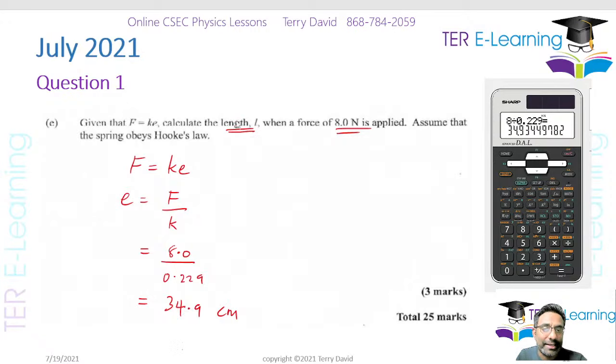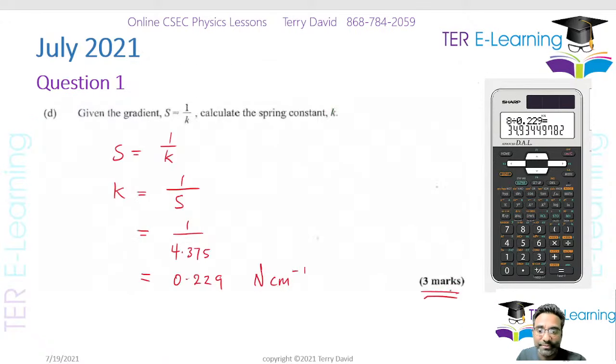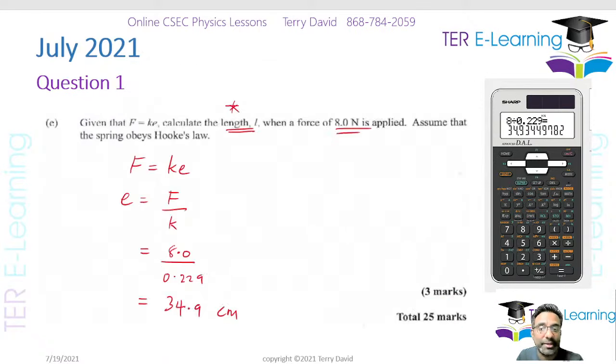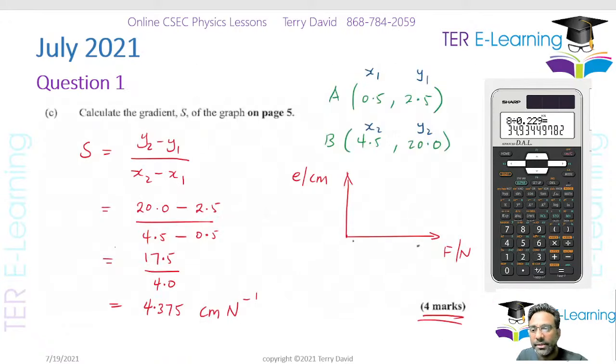Look at what the question said. They said, what is the length, right? Now, remember, you know what the original length of the spring is. The length of the spring is 70.2. So this is not my final answer, you know. This is not the final answer. You have to do something else, right? So my original length of the spring is 70.2, right? So it's 70.2.